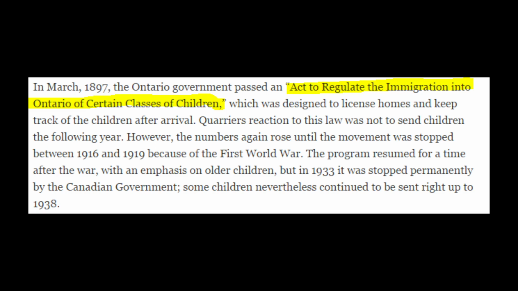The government of Ontario deemed it necessary to pass the Act to regulate the immigration of certain classes of children in 1897. It required the sending organizations to be licensed and a dossier of each child's background to be produced and updated. All children who were returned or ran away from their placements, and the reasons for this, were to be entered into their file. This regulation only applied to children involved in the migrant scheme.